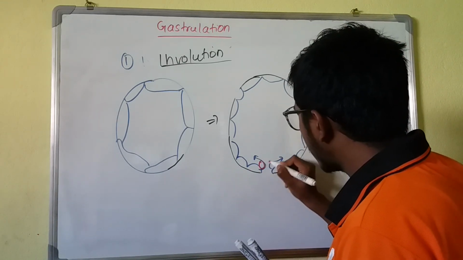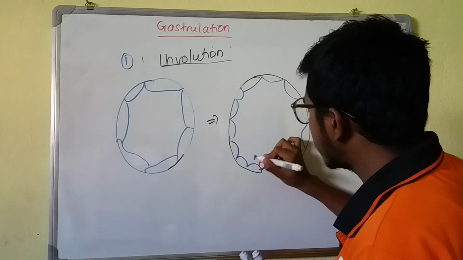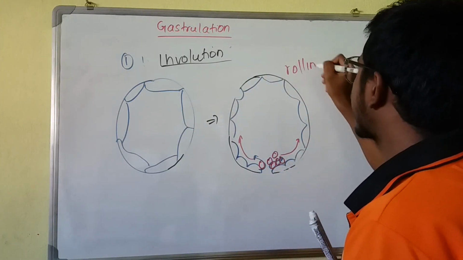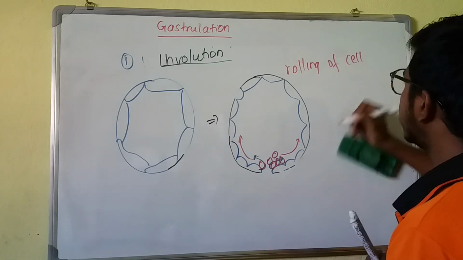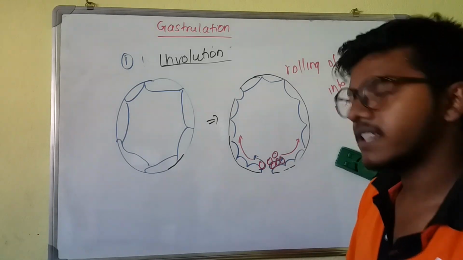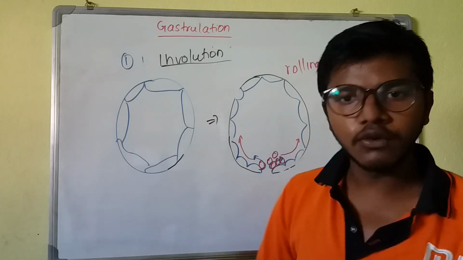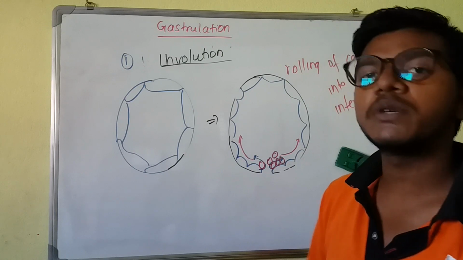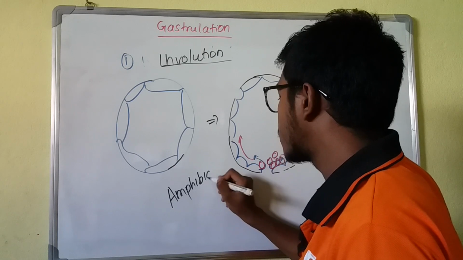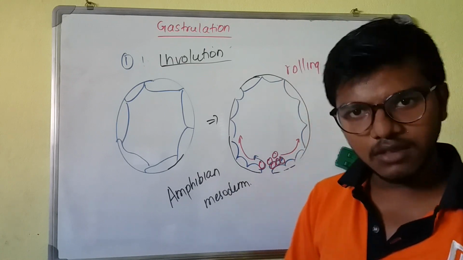The new cells are being formed over here. Now these new cells go in this direction. So we can see involution is the rolling of cells into the interior. That is known as involution. And what is the process that takes place by involution? The famous one is the mesoderm formation in the case of amphibians. Amphibian mesoderm formation takes place by involution.